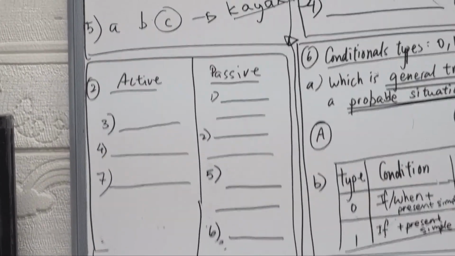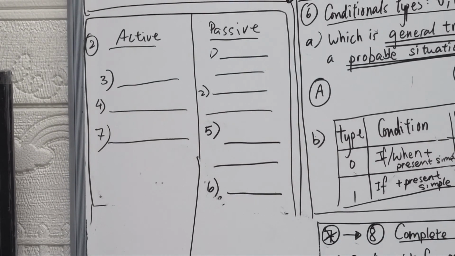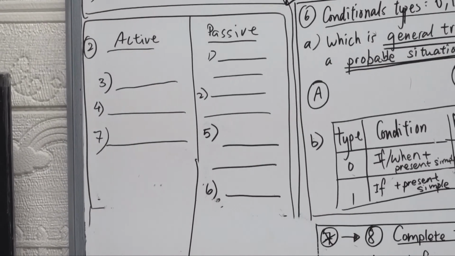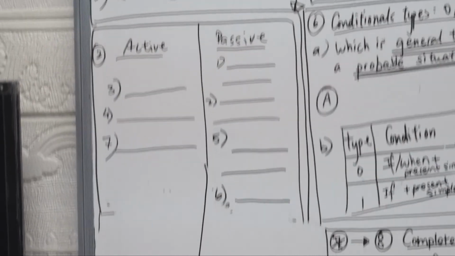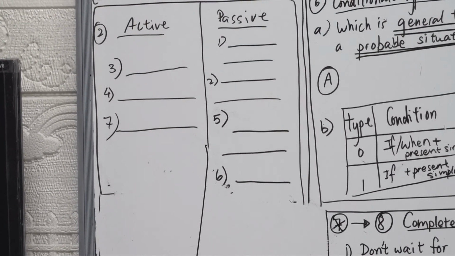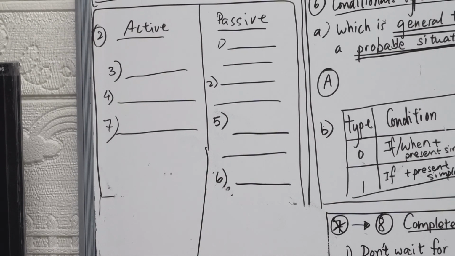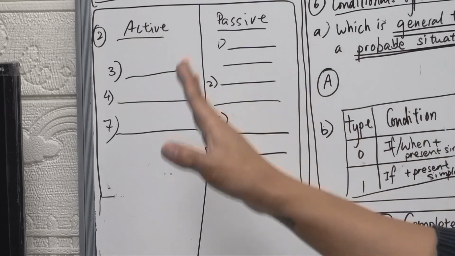Active part 1. They hold the Olympics every 4 years. Alright, do you see how they wrote it down? Subject comes first, they. Verb, hold, and then object, the Olympics, and every 4 years is the time. So now let's go to the passive.